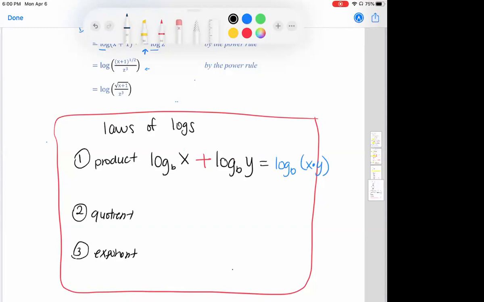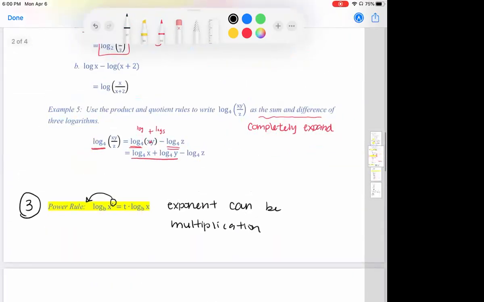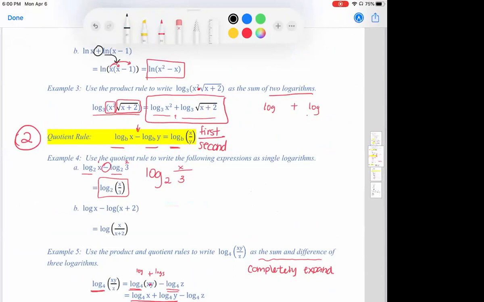All right, let's remember that quotient rule. That's the one that deals with subtraction and division. Our second rule was the quotient rule, and that says log base b of x minus log base b of y is equal to log base b of the first divided by the second, so x divided by y.